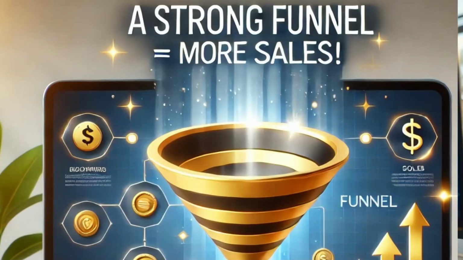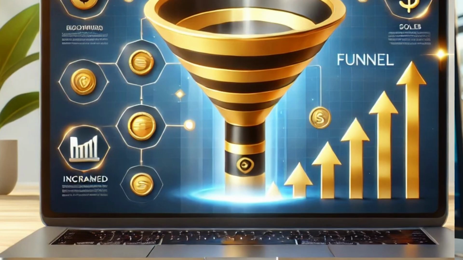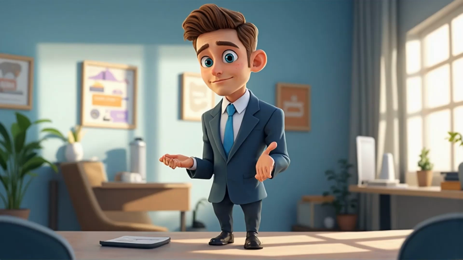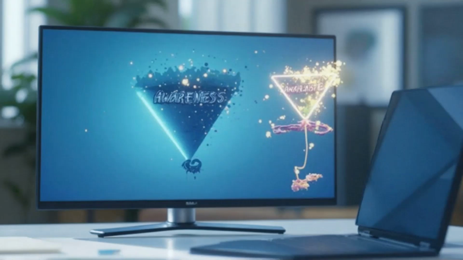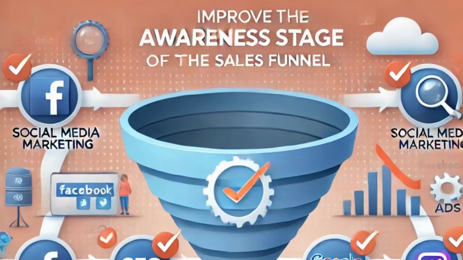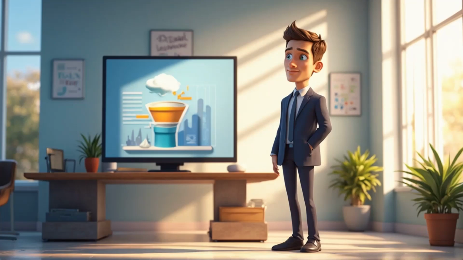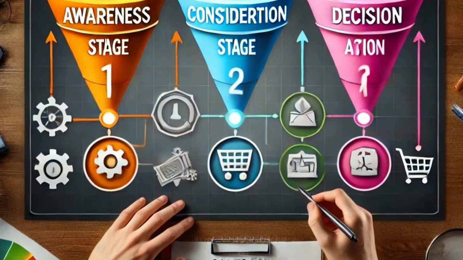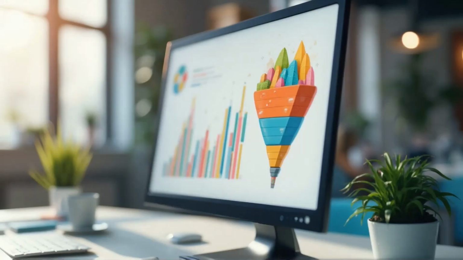Part 2. The stages of a sales funnel. Now let's talk about the 4 main stages of a sales funnel. 1. Awareness stage. This is the phase where customers first learn about your brand through Facebook ads, Instagram posts, YouTube videos, or SEO content. 2. Consideration stage. In this stage, the customer wants to know more about your product or service through customer reviews, testimonials, or free trials. 3. Decision stage.